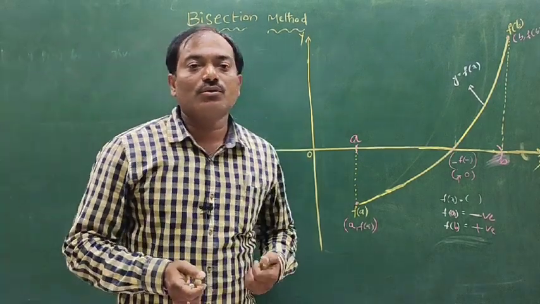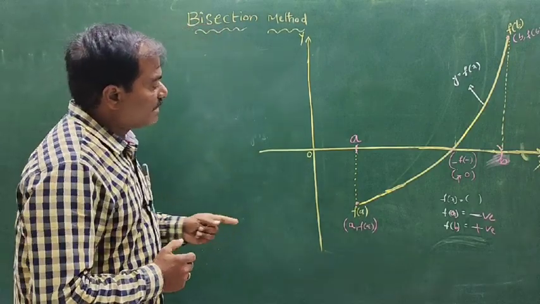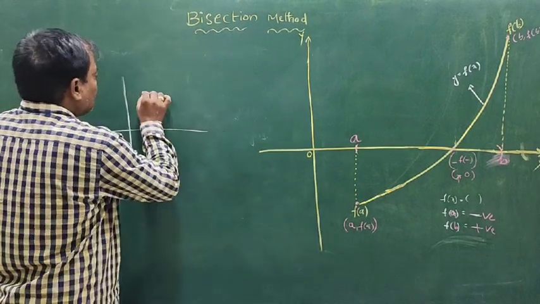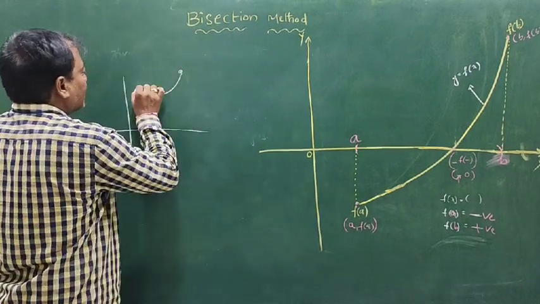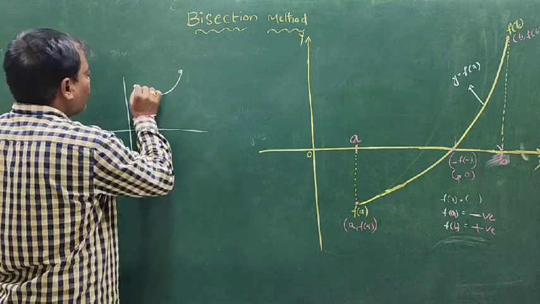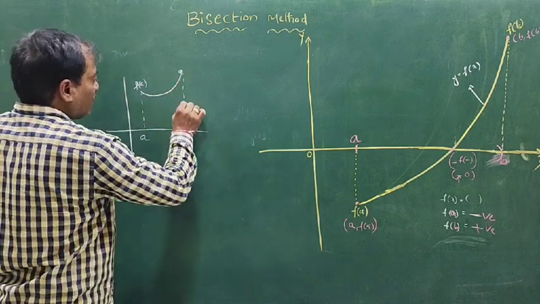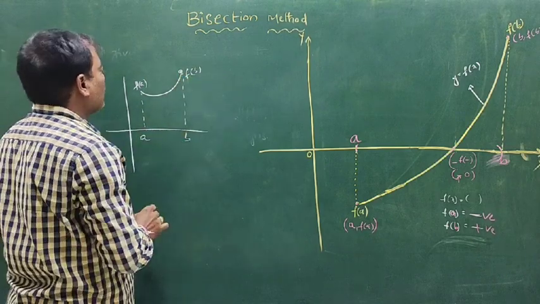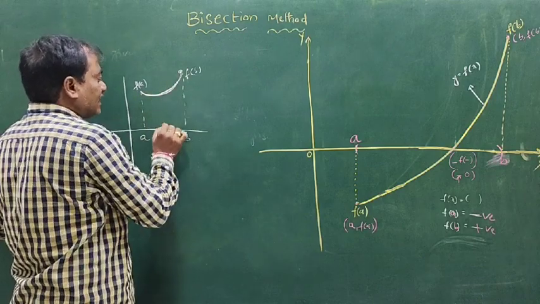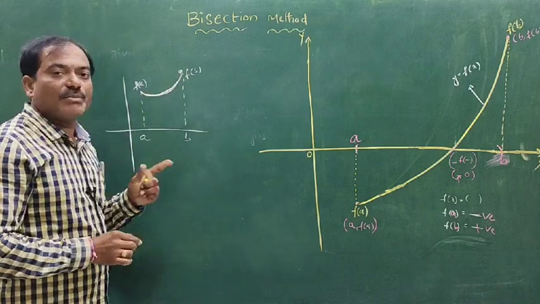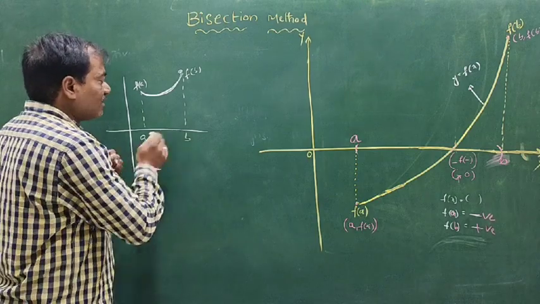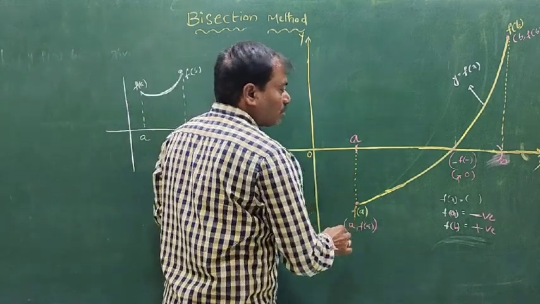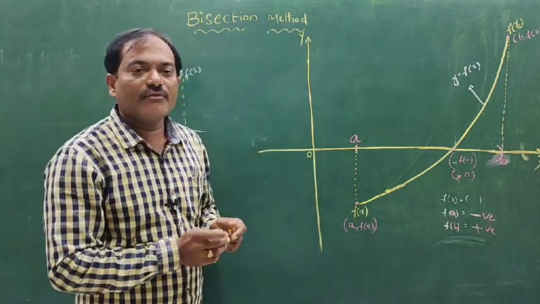So now students, you have one doubt: why are we choosing this kind of interval? For example, this is the graph of the function. This is a, where f of a is here, and this is b, where f of b is here. If we choose this interval, the graph is not intersecting the x-axis, which means there are no zeros in this interval.